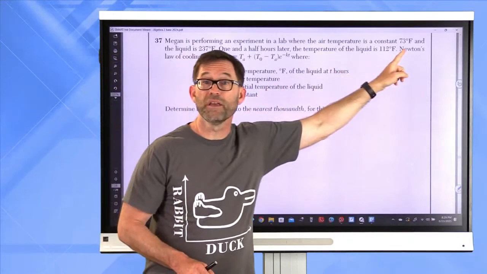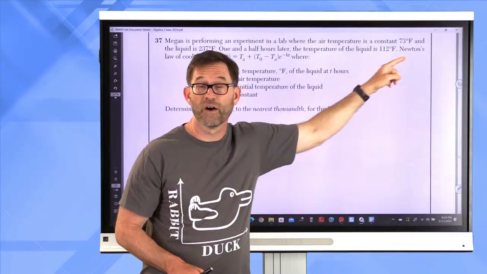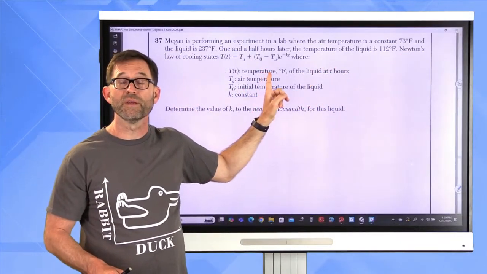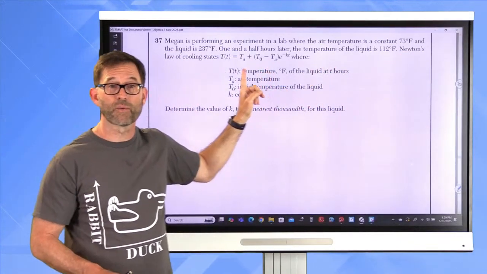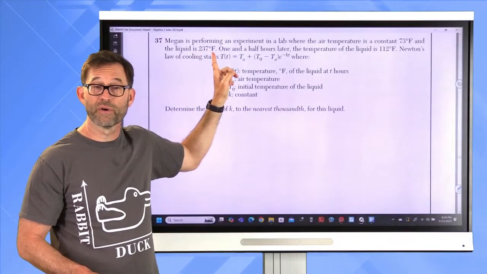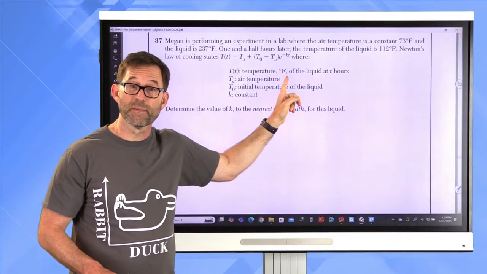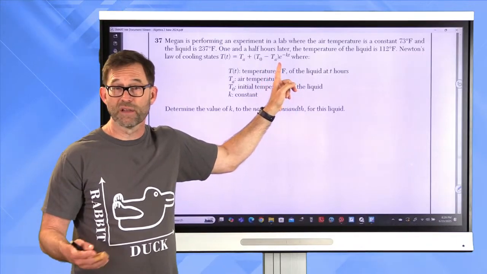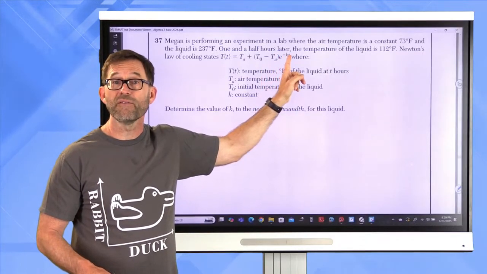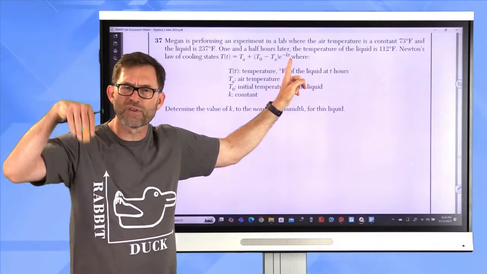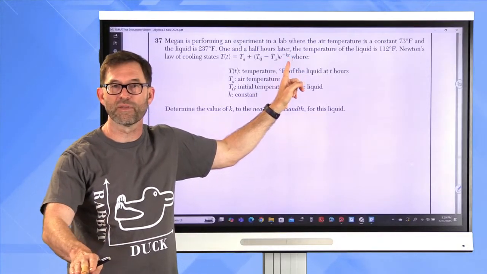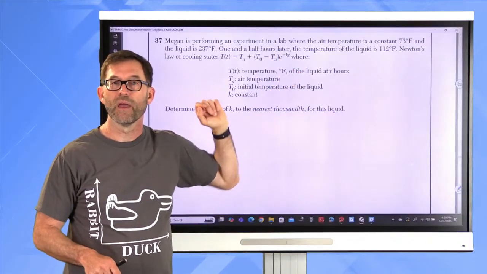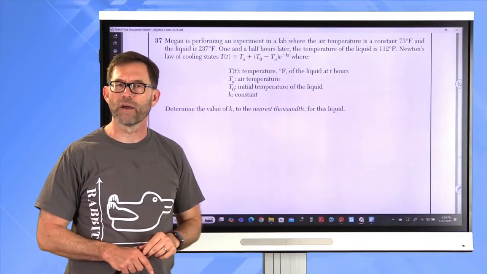And that's going to be 73 degrees F, okay? T sub 0 is going to be the original temperature of the liquid, in which case that's 237 degrees Fahrenheit. T sub A is still the room temperature, that's still 73, right? E is just the number e, and negative K, and that negative's there so that we get a decrease in the temperature of the liquid, times t. And they want us to figure out what the value of K is.